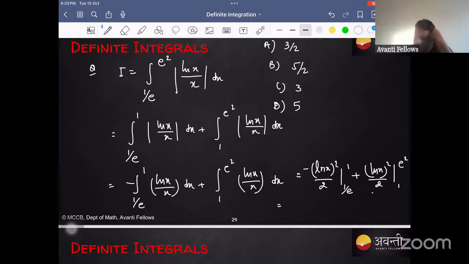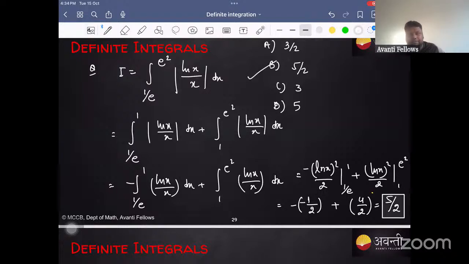Now in the first one, upper limit 1, lower limit if you place 1 by e. So ln 1 by e will be minus 1, square 1. So it is 1 by 2 with a negative sign plus. Now here if you place the upper limit ln of e square, ln e square will be 2, square of that is 4. It is 4 by 2. So it is 2 plus 1 by 2. Answer is going to be 5 by 2. Got it? This B is your correct answer. Am I correct?